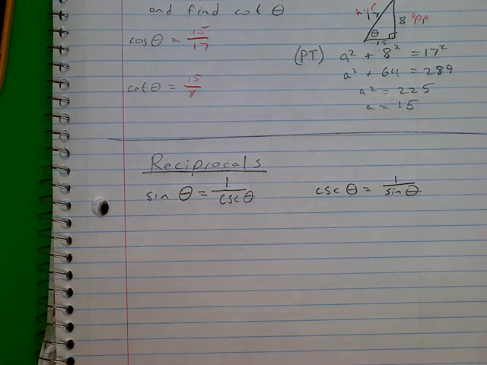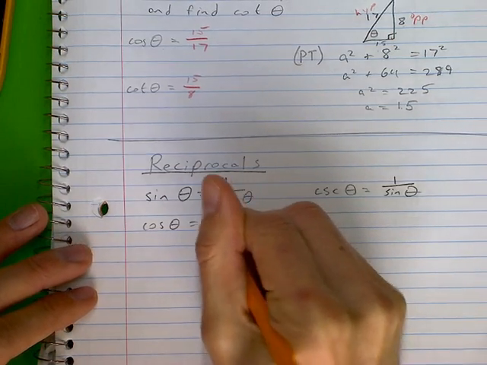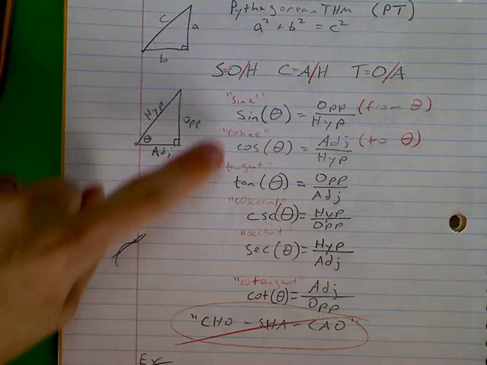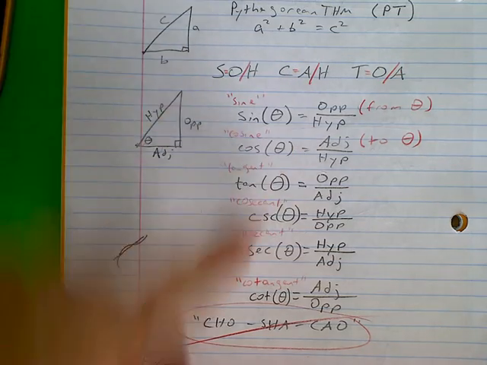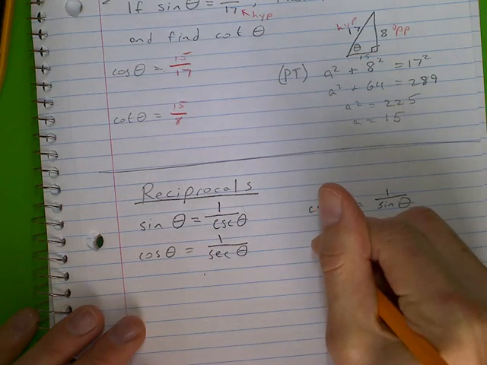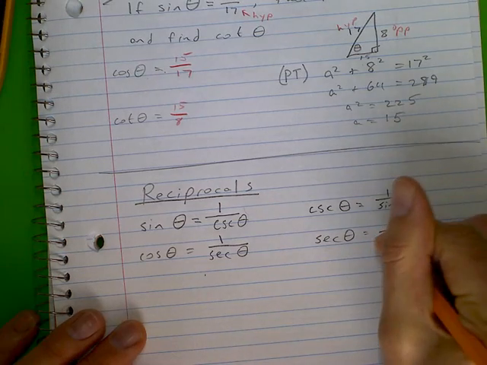Similarly, cosine has a reciprocal. Which ratio is the reciprocal of cosine? Adjacent over hypotenuse, flip that. Hypotenuse over adjacent. Secant. And by the same logic, secant is the reciprocal of cosine.